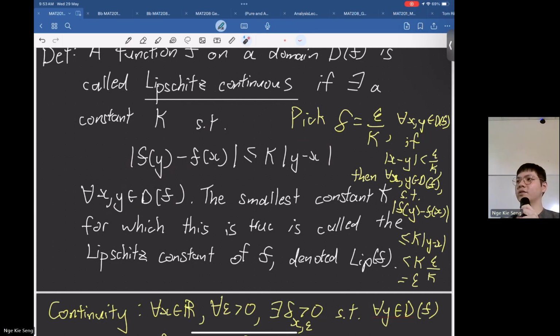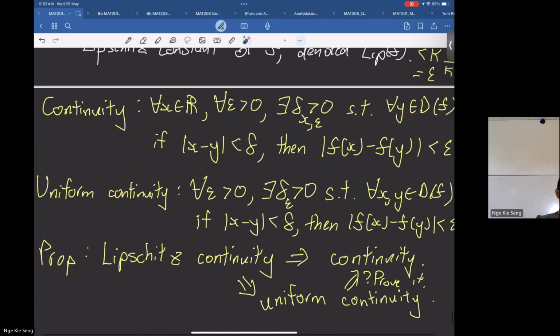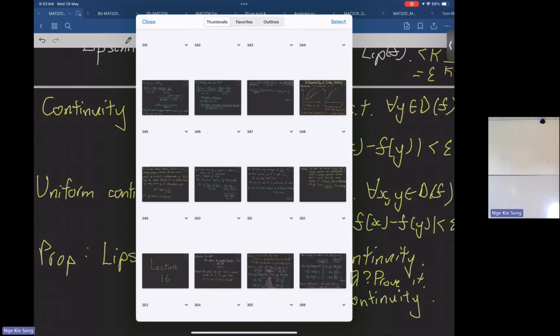Got question? Why delta? What do you mean by the difference? In continuity, this delta may depend on x, and maybe depend on epsilon as well. Remember the example we gave last time, the x squared example we did last time?